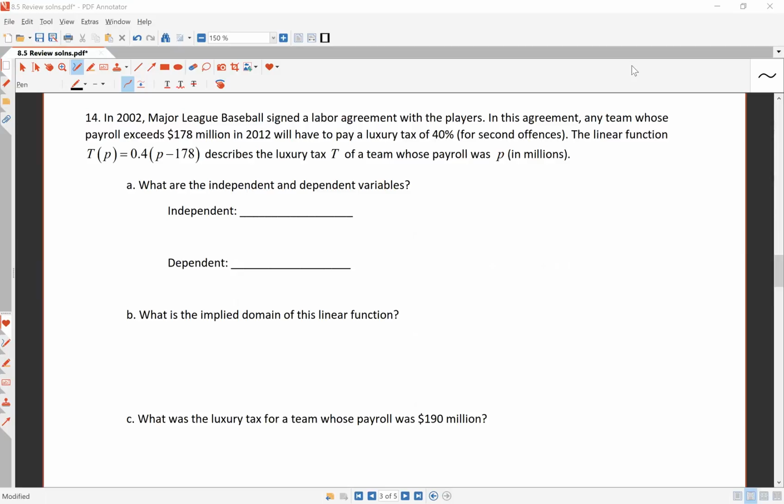In a function, f of x, the x is always the input, that's always the independent. The output, whatever it is, is the dependent variable. The dependent variable is always the output. The output depends on what you put in. So the independent variable is P, which is the payroll. The dependent variable is T, and it's the luxury tax.